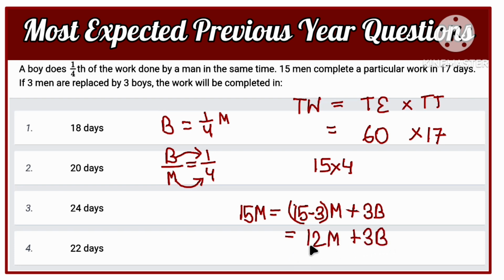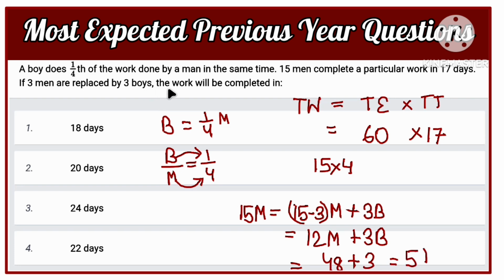So here if we want to find out the total efficiency of 12 men and 3 boys, then we know the efficiency of 1 man is 4. So the efficiency of 12 men will be 12 into 4, that is 48. Plus here we have 3 boys. The efficiency of 1 boy is 1, so 3 into 1 we are getting 3. That means total efficiency in this case is 51.